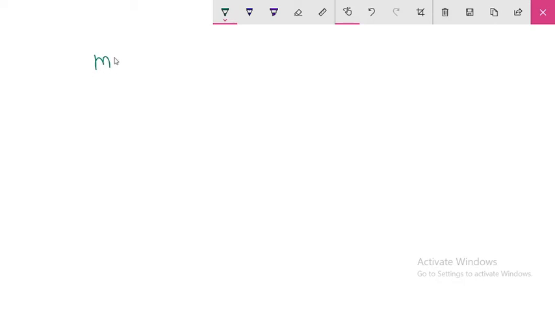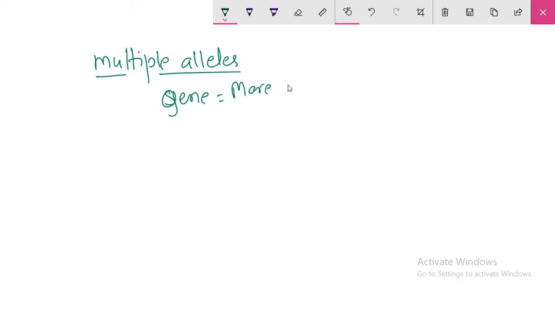We already discussed about the multiple alleles. Okay, the multiple alleles means a gene generally has more than two alleles. Generally the gene has two alleles, but when there are more than two alleles, then it is known as multiple alleles. We already discussed about the blood system, the ABO blood system in human beings.